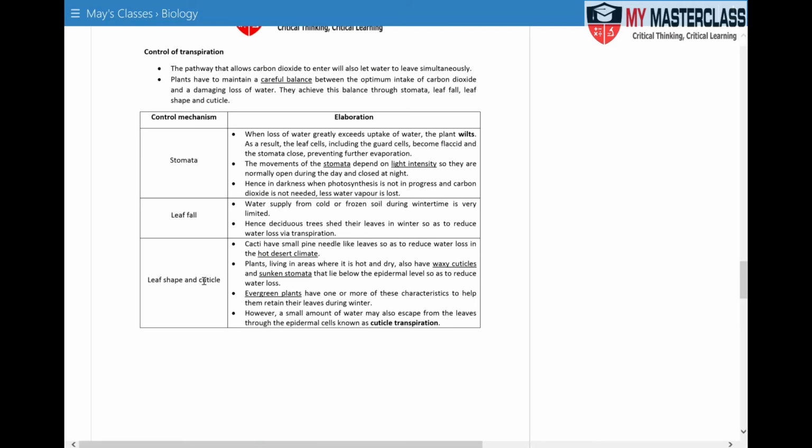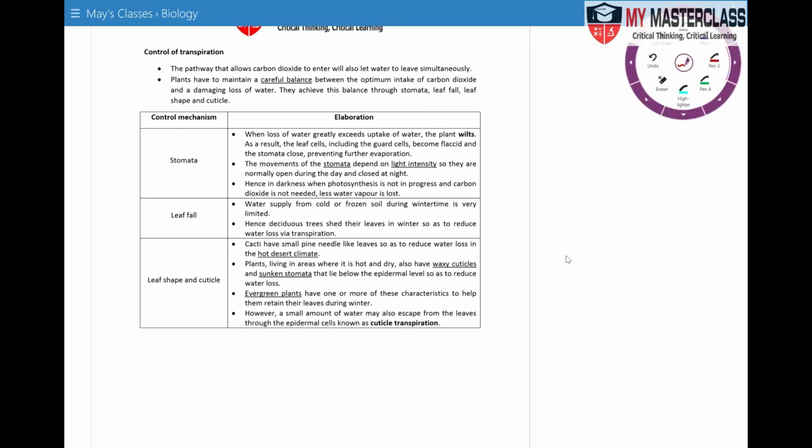Last but not least, the leaf shape and the cuticle will highly depend on the location of the plant. In the desert, which is extremely hot, cacti have very small pine needle-like structures as leaves. So you have reduced surface area, and therefore a reduced amount of transpiration. Some plants also have sunken stomata. The sunken stomata help to reduce the amount of water loss to the environment.